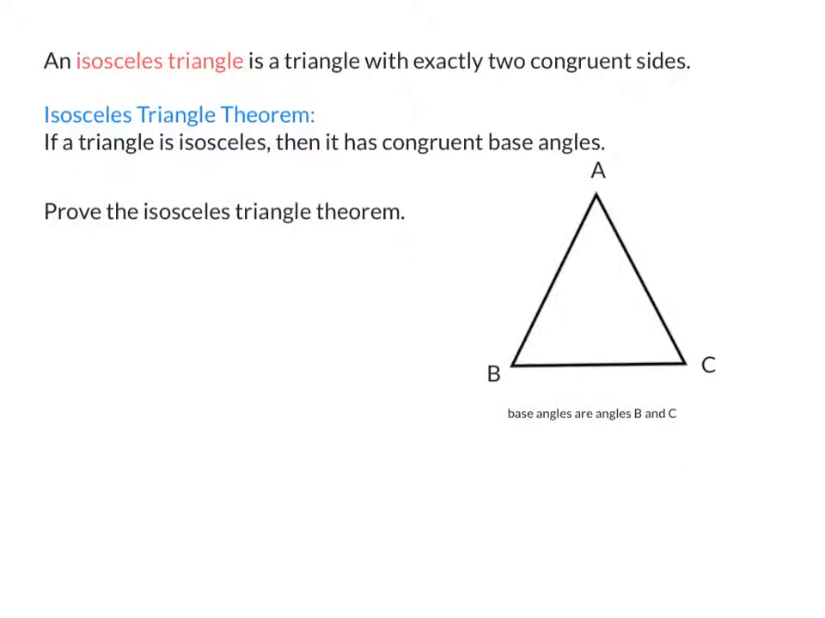Hello. In this video we're going to be talking about the isosceles triangle theorem. And so we're all on the same page, let's talk about what an isosceles triangle is first. An isosceles triangle is a triangle with exactly two congruent sides.